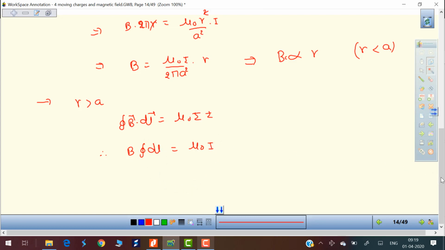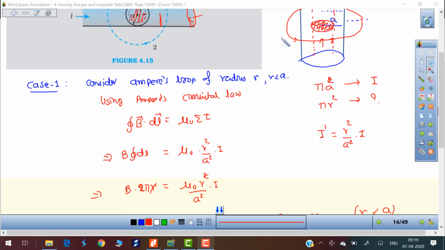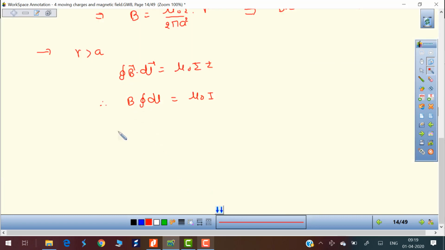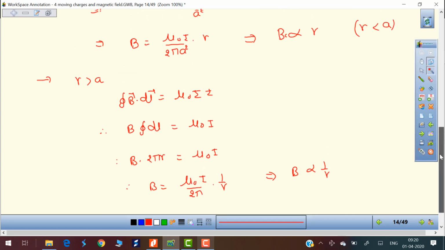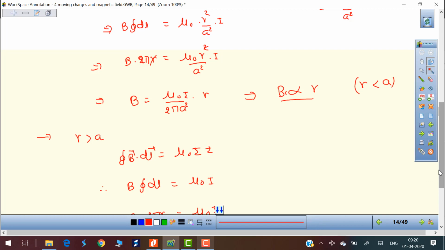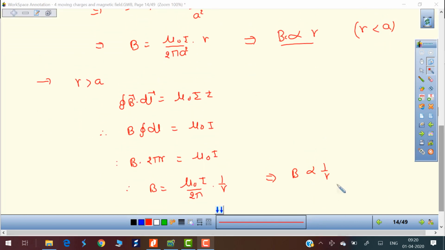Now integration is over the Ampere's loop. This is my radius, now R, and R is greater than A. So what is the integration of this? 2 pi R is equal to mu 0 I. And therefore B is equal to mu 0 I upon 2 pi, 1 upon R. So here B is inversely proportional to R. Inside it is proportional to R, and outside it is inversely proportional to R.